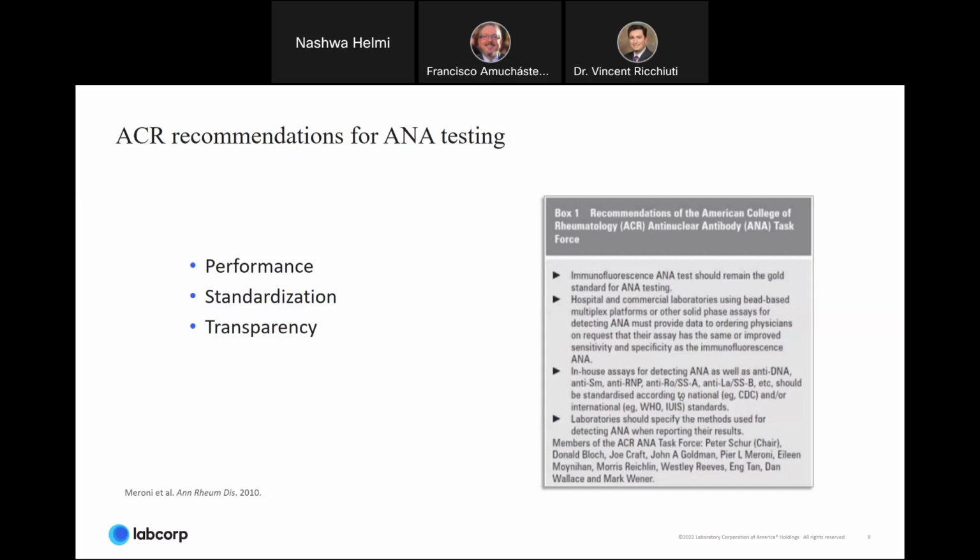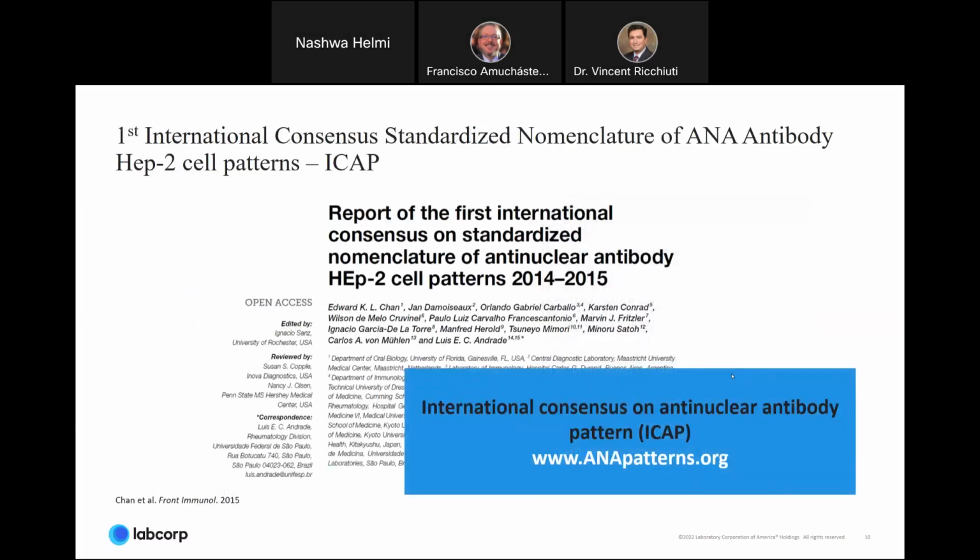So at Labcorp, if you go on the directory of services we have available online at labcorp.com, you can see that ANA can be labeled as IFA, immunofluorescence, or multiplex, or ELISA. So we indicate the methodology.